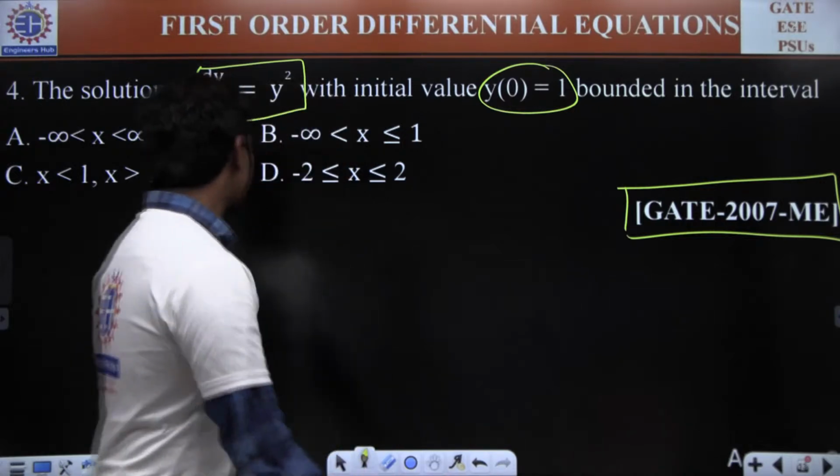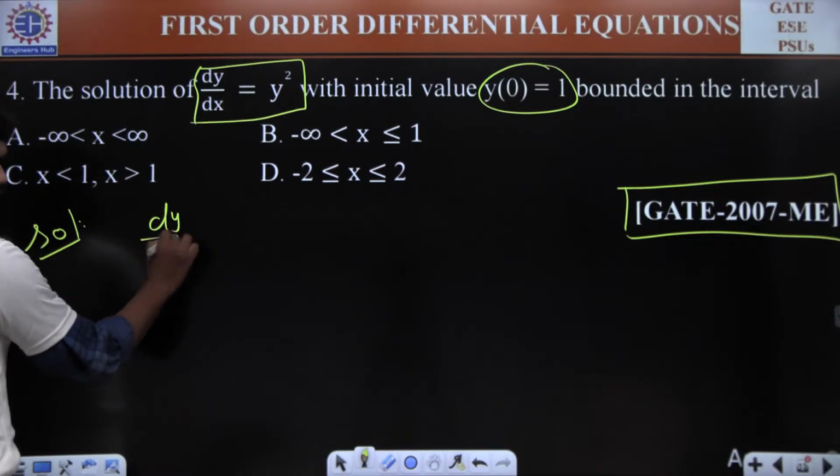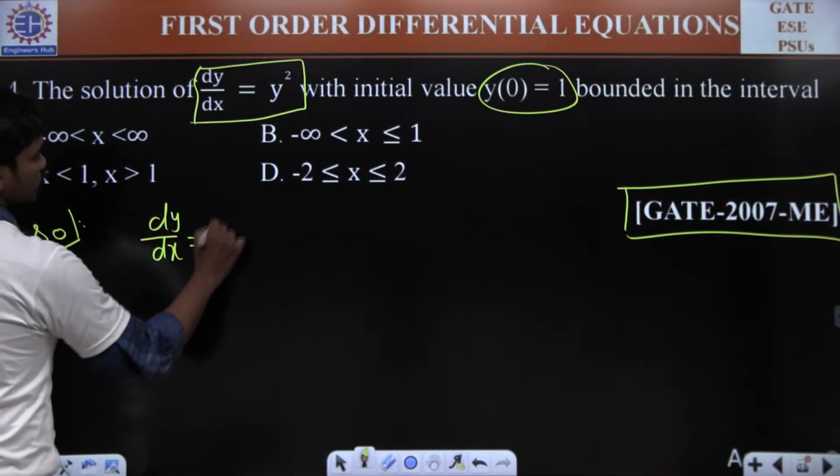The solution of dy by dx is equal to y square.